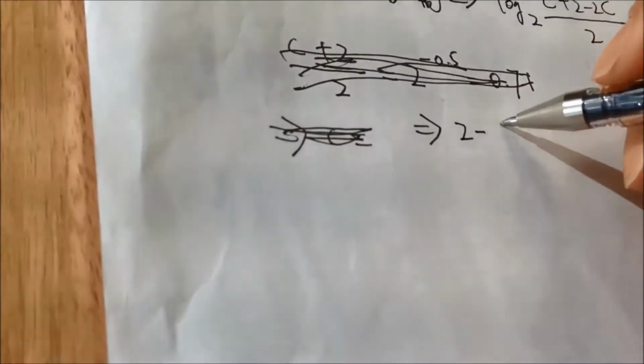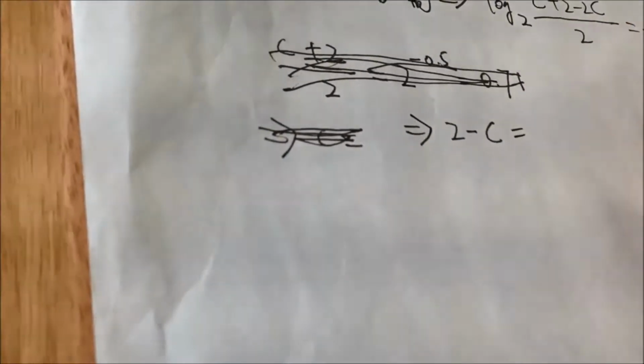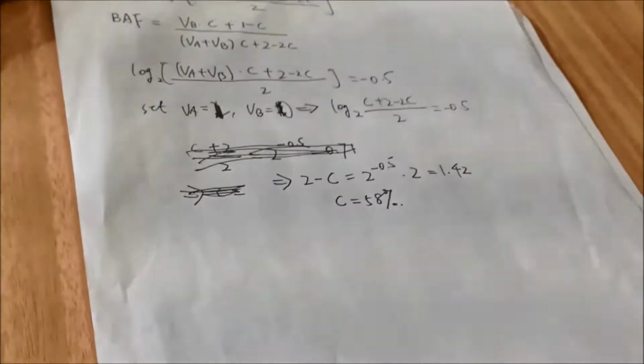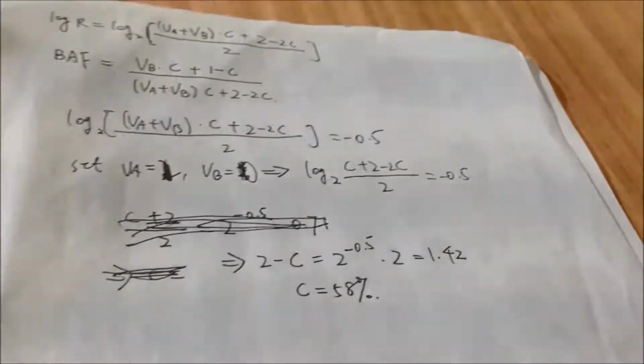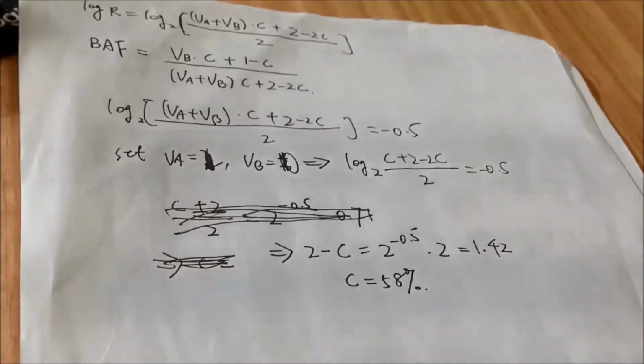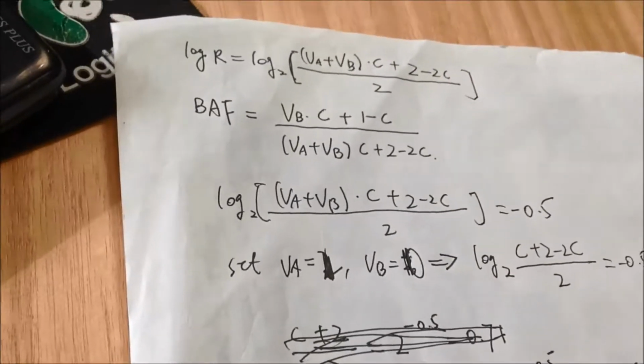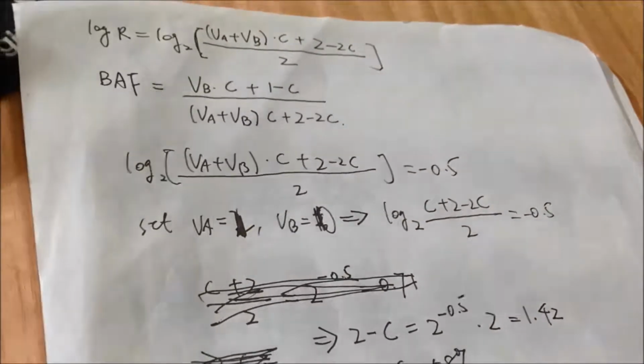So 2 minus C equals 2 to the 0.5th power times 2, and this is about 1.24. So we get C in this case is 58%, which means the clonality of chromosome 2 lost cells is 58%. And then we plug into the formula about B allele frequency.